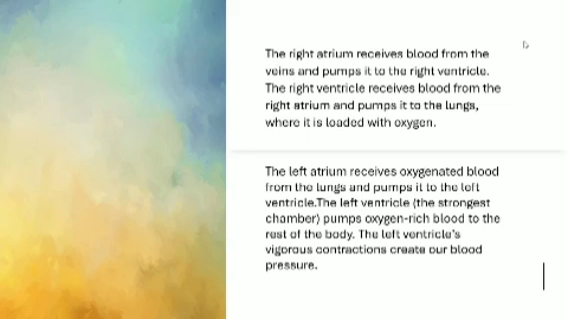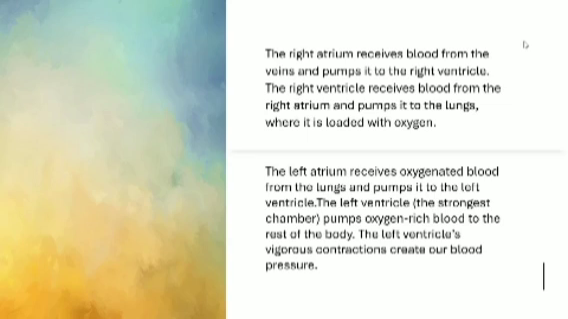Then the left atrium receives oxygenated blood from the lungs, where the blood gets oxygenated, and pumps it to the left ventricle. Okay, clear. The left atrium receives oxygenated blood from the lungs and again pumps the blood to the left ventricle.